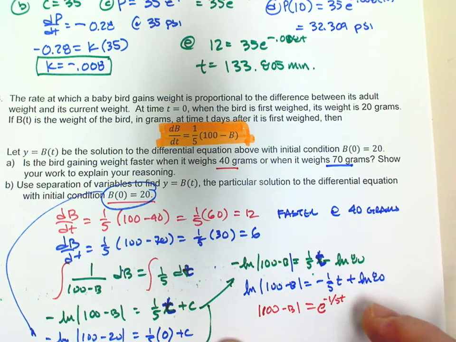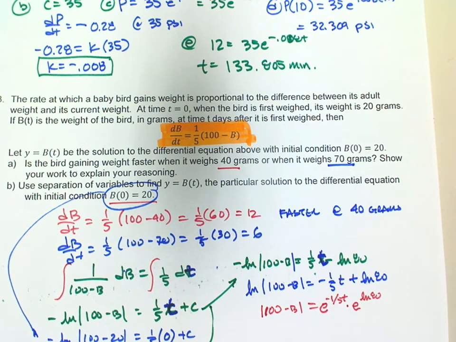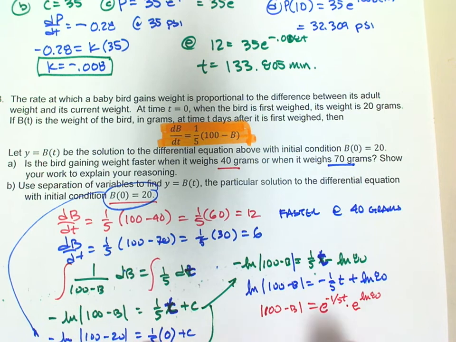So that means this would be an e, I'll go ahead and write it, times e to the natural log of 80. Okay. And then we can add a little plus or minus in front of this. 100 minus b equals e to the negative 1/5 of t times, let's think what happens with that. Isn't that just going to be 80?